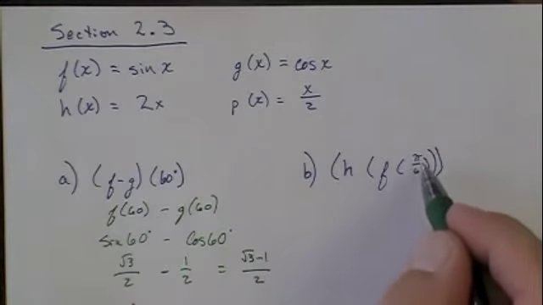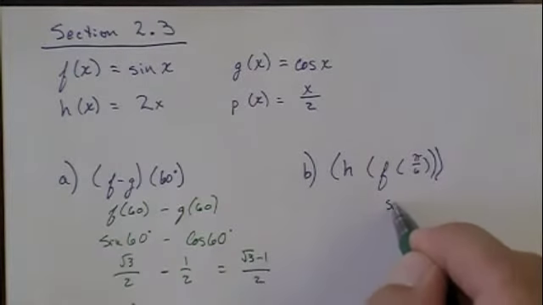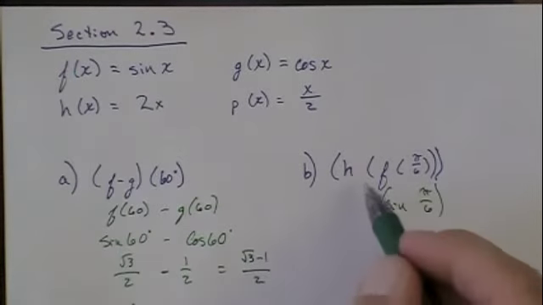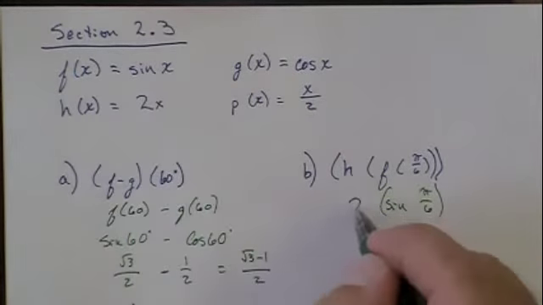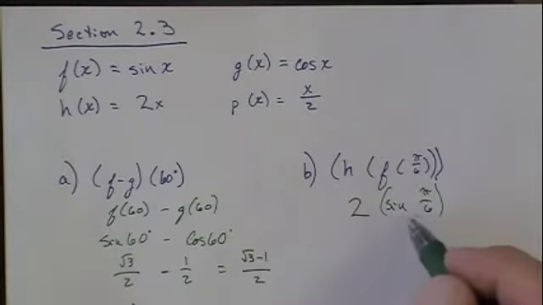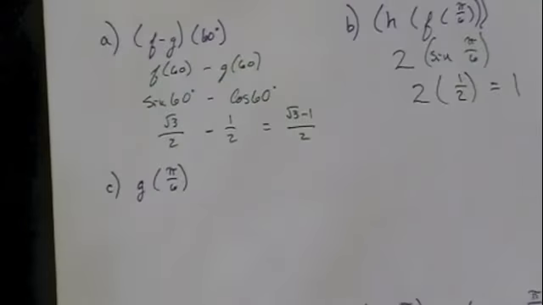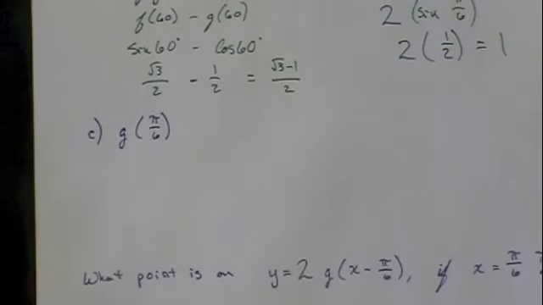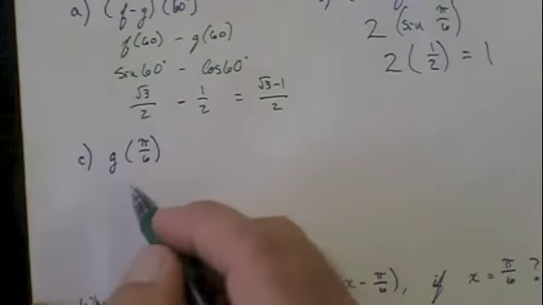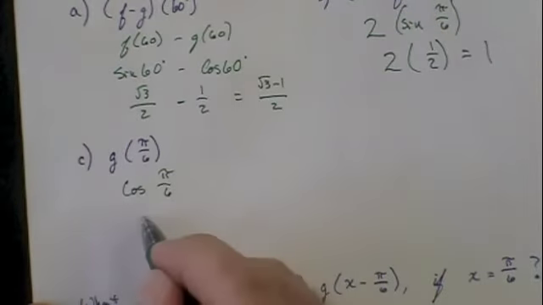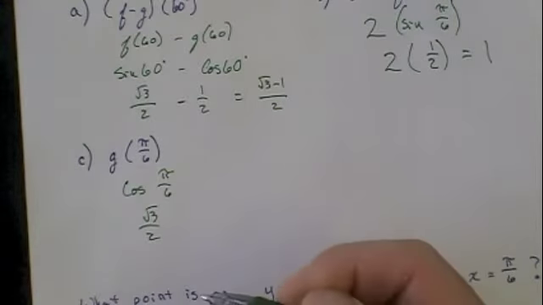Here we have f of pi over 6. That's going to be sine of pi over 6, or sine of 30 degrees. And then h is 2 times x, so we're going to take that times 2. Now we know that the sine of pi over 6, or the sine of 30, is 1/2. If we take that times 2, we get that value to be 1. If we have g of pi over 6, that would be cosine of pi over 6, or cosine of 30, that is square root of 3 over 2.